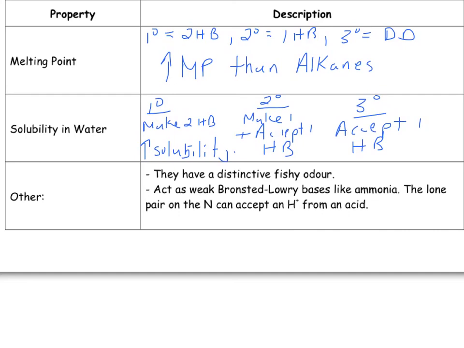Amines also act as weak Brønsted-Lowry bases, just like ammonia does. The lone pair of electrons on the nitrogen can accept an H+ from an acid. Because of this, cooks often use citrus or vinegar in fish recipes to pass off old fish as being fresh, because the lemon, an acid, will neutralize the amines and remove the fishy smell.